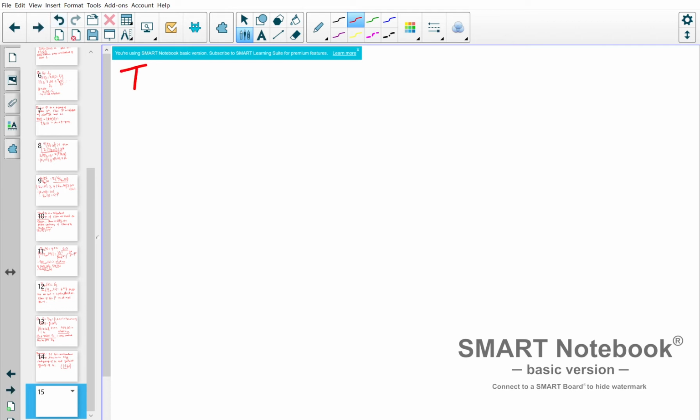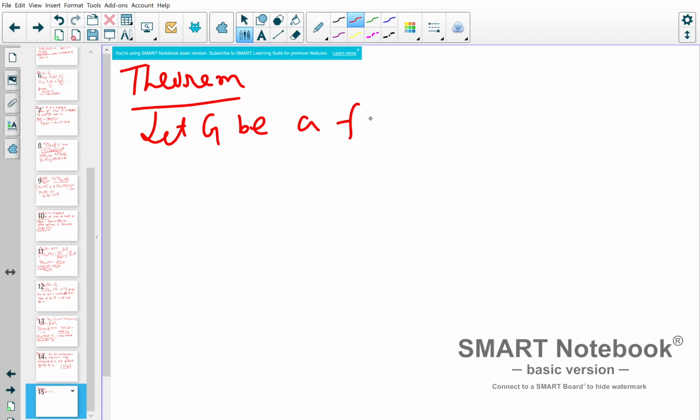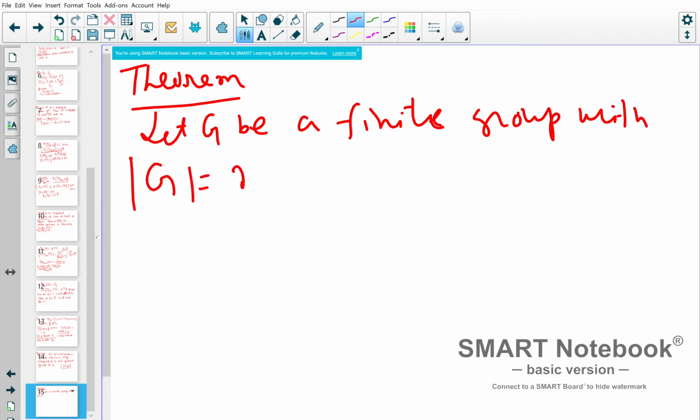So this is a very big theorem, and this theorem is very important for practical purposes also. Okay, so let G be a finite group with order of the group, say n, which is nothing but p1 power alpha 1, up to pk power alpha k. Okay, this is given to you, and these p1, p2, ..., pk are the primes dividing the order of G, right? And this is the whole order, right?